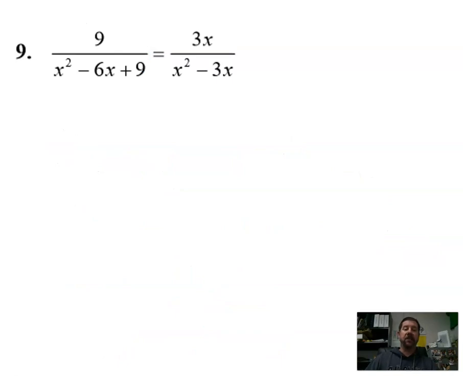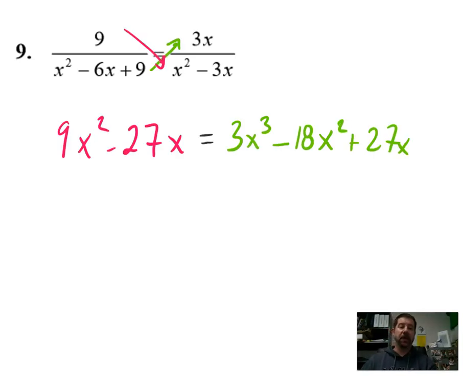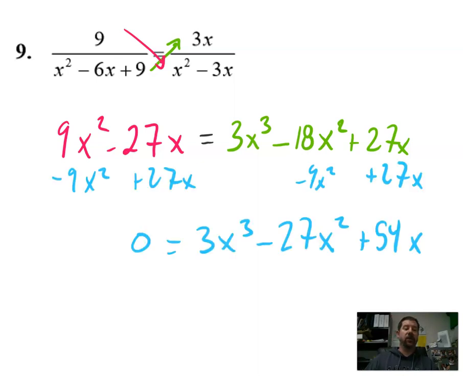Fraction's getting bigger, but still just a proportion. So let's cross multiply. When you cross multiply, you should get 9x squared minus 27x when you distribute, and 3x cubed minus 18x squared plus 27x when you distribute the 3x. Now, again, this is not a quadratic, it's a cubic, but anything higher than just an x, I want to set it equal to 0, and I want to move everything to the higher power side. So I'm going to subtract 9x squared and add 27x. So we get 0 equals 3x cubed minus 27x squared plus 54x.